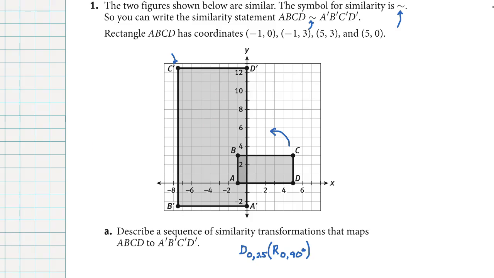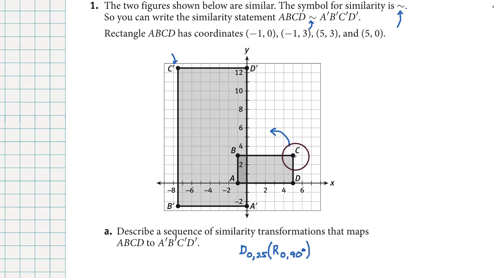And we could write that series of similarity transformations like this. First, rotate around the origin 90 degrees. Then dilate around the origin with a scale factor of 2.5. Now the tricky part is figuring out that scale factor. Here's how I did it.